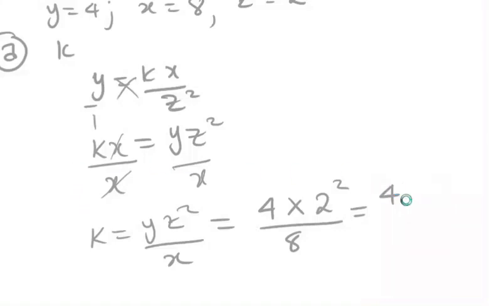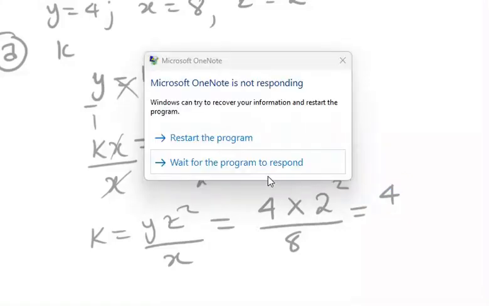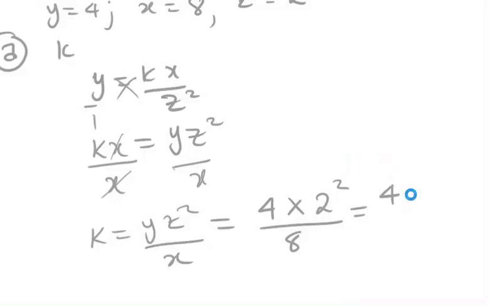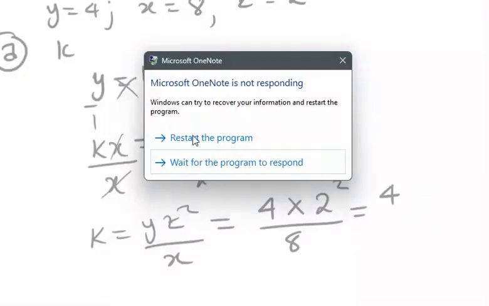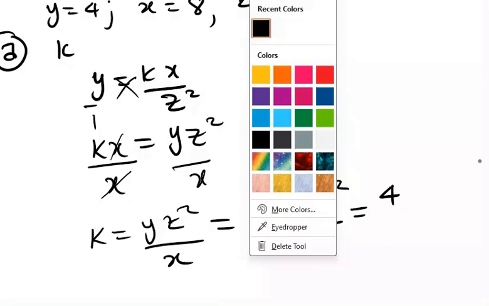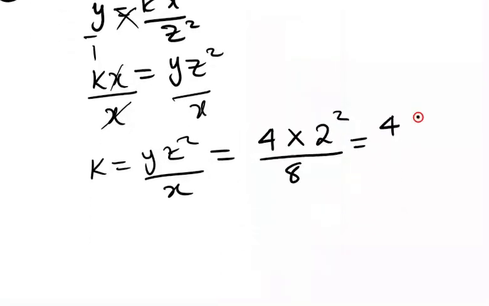2 squared will be... okay, 2 squared. So okay, so we are here. Okay, so sorry for that. So 2 squared, it will be 4. So this will be 4 over 8. So 4 by 4, which is 16, over 8.